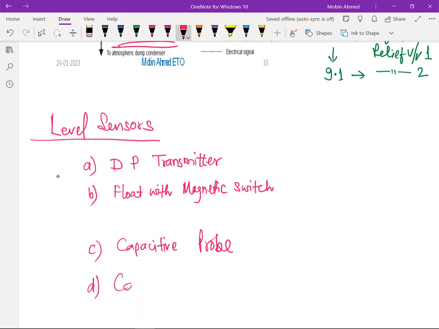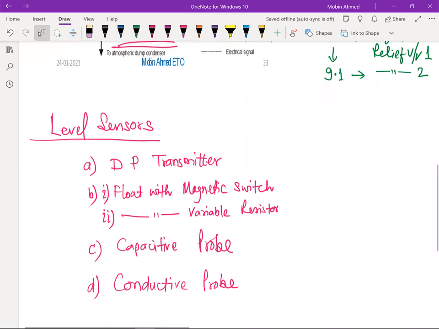Okay, there is a conductive probe. Have you heard about this conductive probe? Now, float with a magnetic switch. So there is a variant in this one. There are two types. There is a float with magnetic switch and there is a float with variable resistor or rheostat, that is what we say resistor. So there are two types. Okay, DP transmitter, float with a magnetic switch, float with variable resistor, capacitive probe and conductive probe.